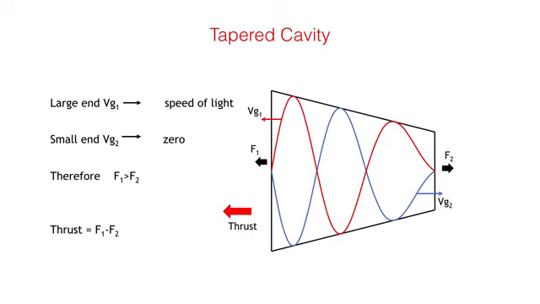Clearly, the end forces in a constant diameter cavity will cancel each other out. However, if the cavity is tapered, the force at the larger end, F1, will be greater than the force at the smaller end, F2. A net force on the cavity will therefore exist, which we call thrust, where thrust equals F1 minus F2. In a well-designed cavity, the group velocity at the large end, Vg1, approaches the speed of light, whilst that of the small end, Vg2, approaches 0.